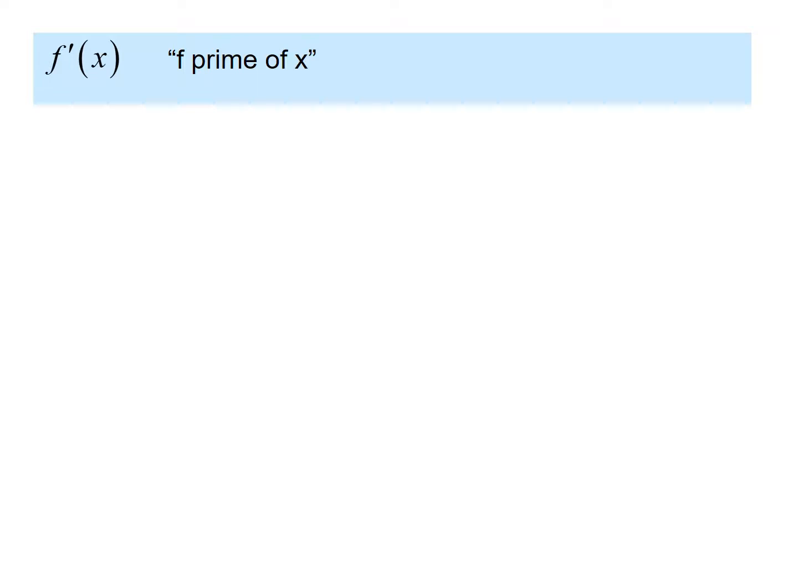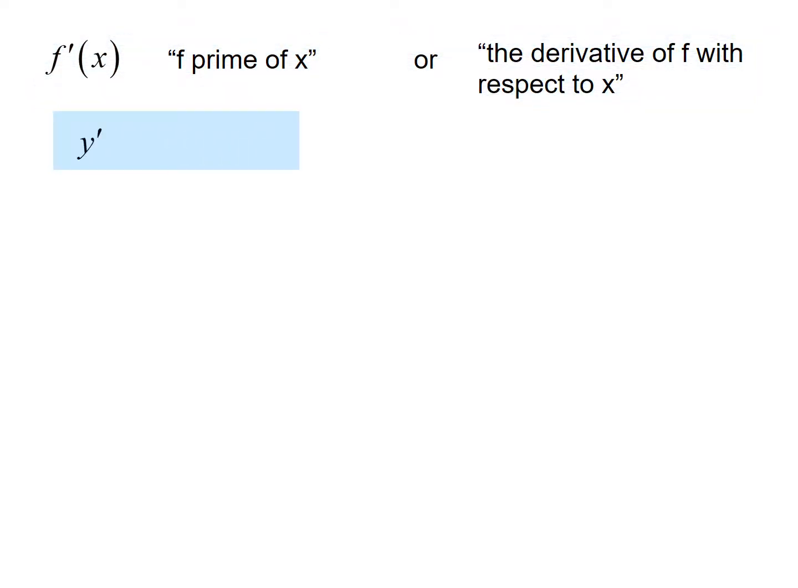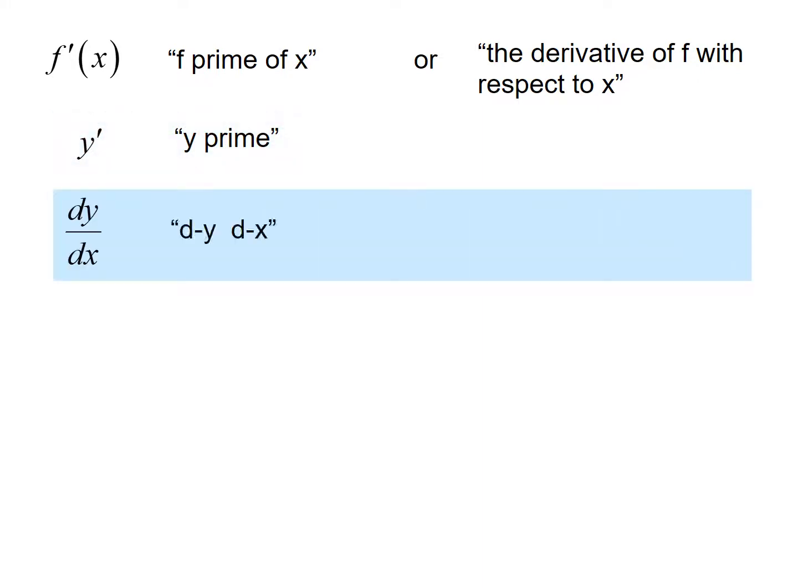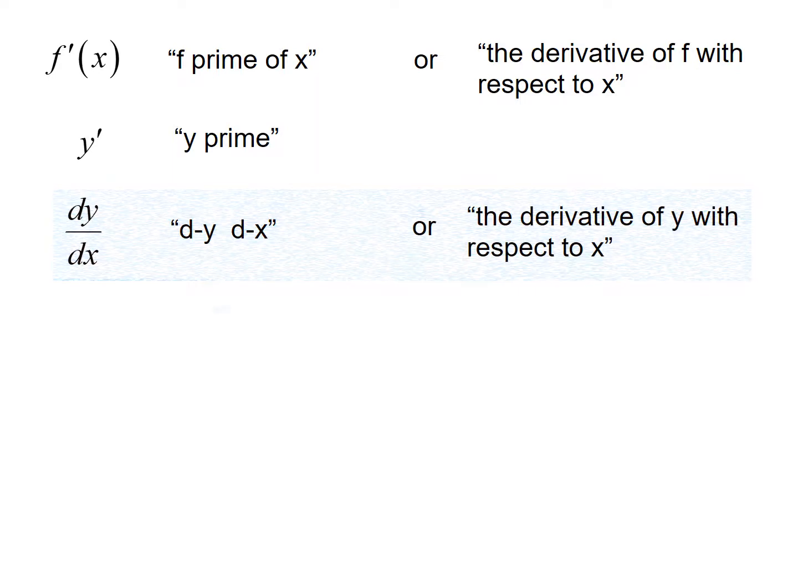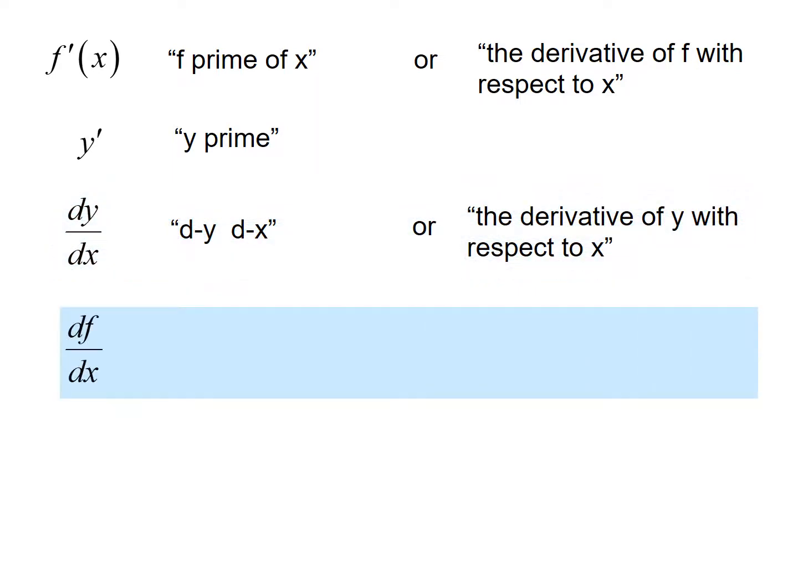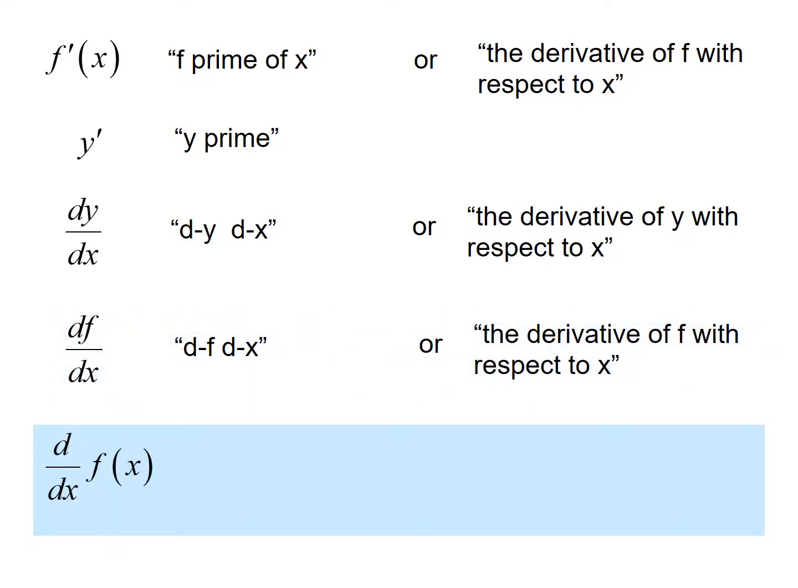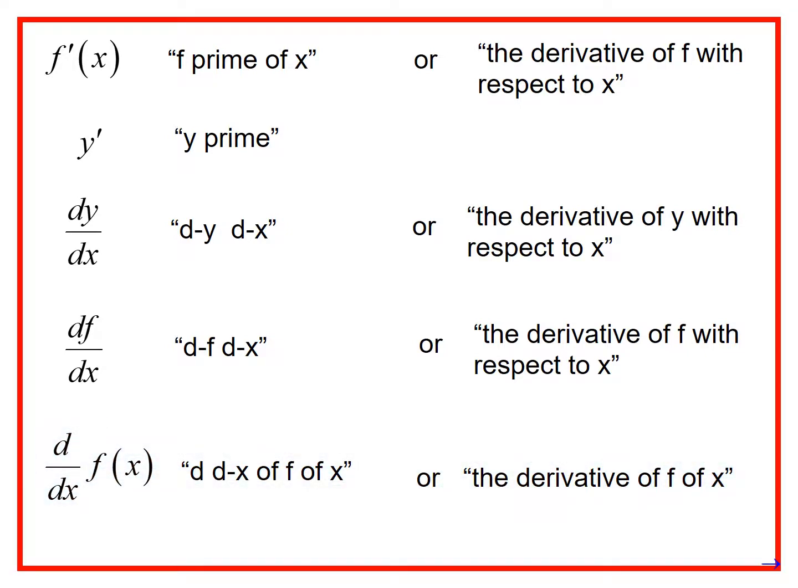So here we say f prime of x, or the derivative of f with respect to x. This we would call y prime. This we would say dy dx, or the derivative of y with respect to x. This is df dx, or the derivative of the function f with respect to x. And this is d dx of f of x, or the derivative of f of x. The important thing to understand with all of this is they all mean the exact same thing. These are different notations saying take the derivative of the function. But depending on the application or the circumstances behind the problem, one of these notations might be more useful than another.